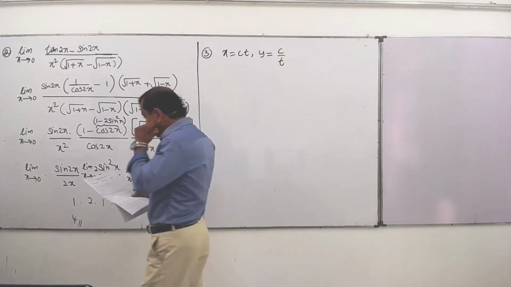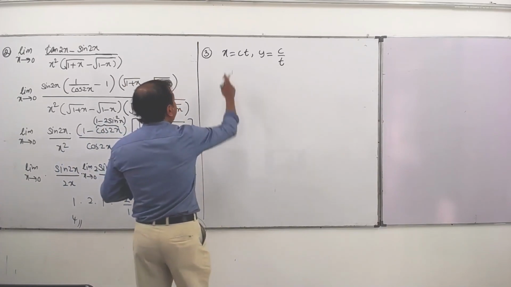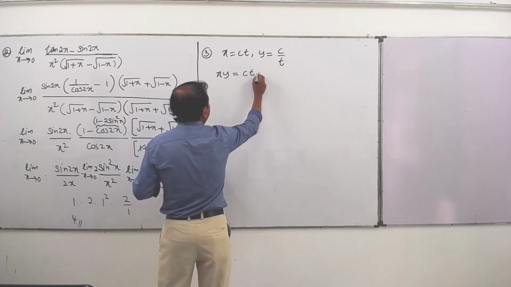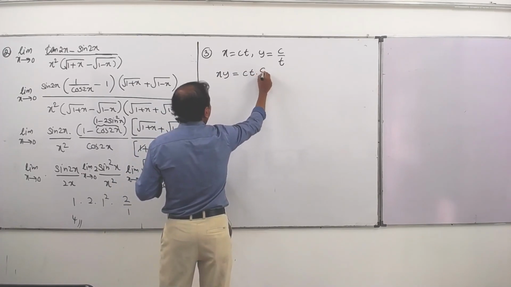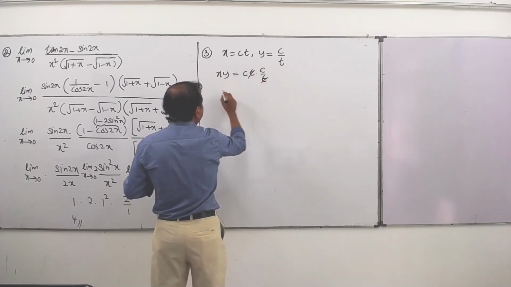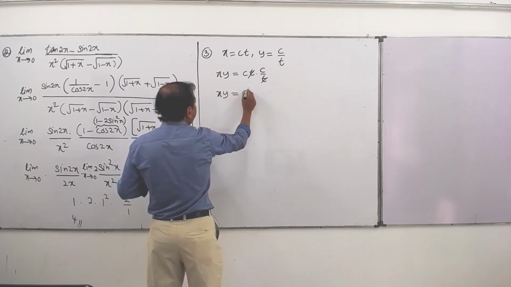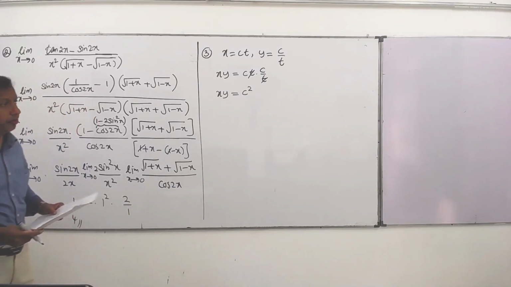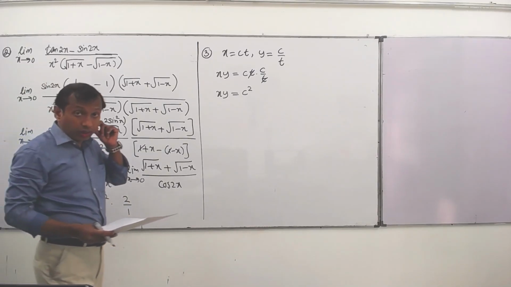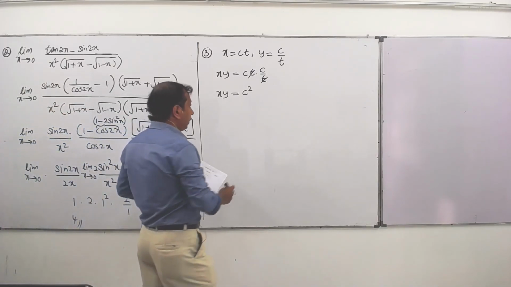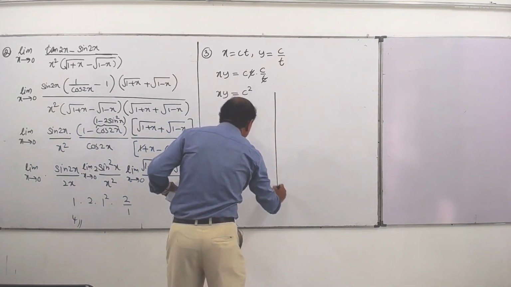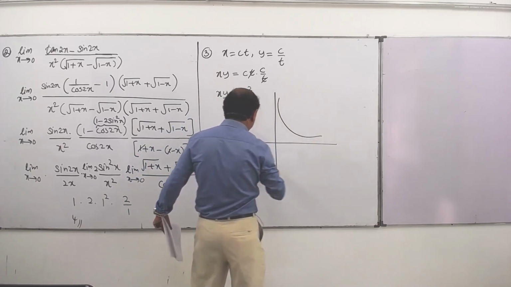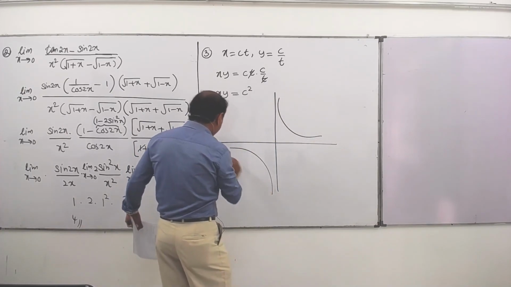Right, people, here, when I multiply this x and y, we get ct and c over t. We can cancel this t, so xy equals c squared. xy equals c squared is called a hyperbola. Right? Its graph is this way. Graph of the hyperbola is this.